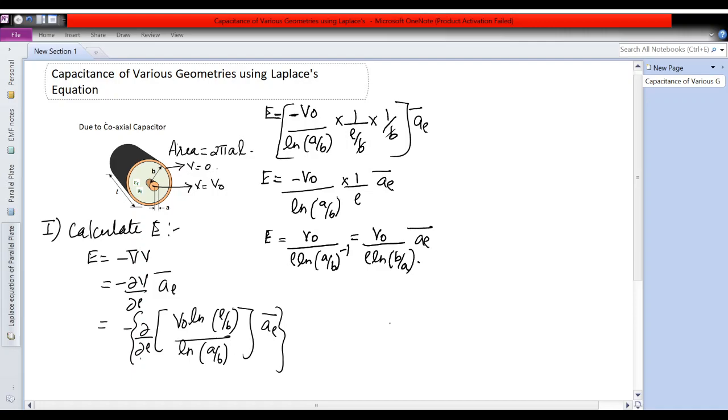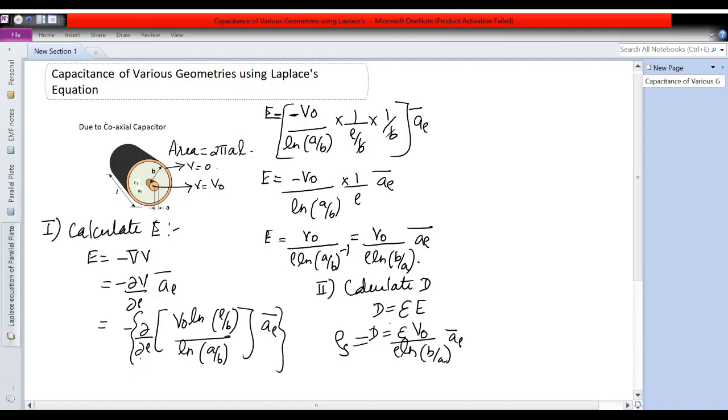Okay. So what is the second thing I have to calculate? I have to calculate D. How will you calculate D? D is equal to epsilon into E. So D will be equal to epsilon into V naught by rho into ln of B by A, A rho vector. So I have calculated D also. Which I can write as rho S. D is also equal to rho S.